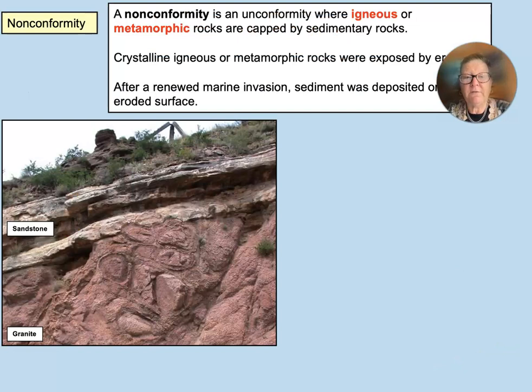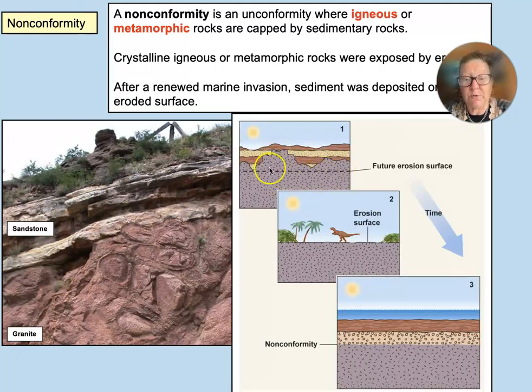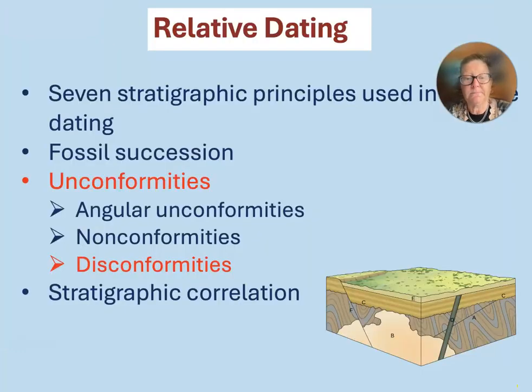Nonconformities involve igneous or metamorphic rocks that are capped by sedimentary rocks. Here we have a granite, and then there was an erosional surface, and then a sandstone was laid down on top of it. We have a granite, which we're indicating with this kind of hatch mark pattern, and then there's an erosional surface that's created. This is time 2, where we have that erosional surface, and then in time 3, we have more sedimentary rocks pile onto it, and this is what we call a nonconformity.